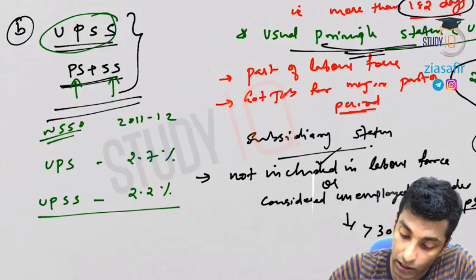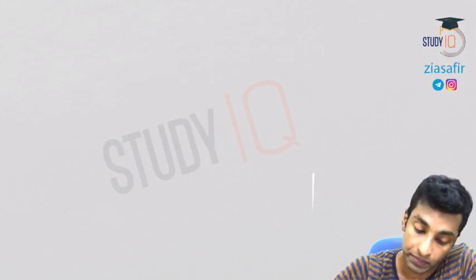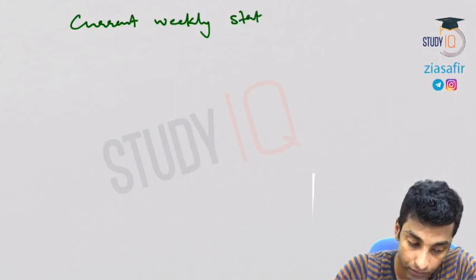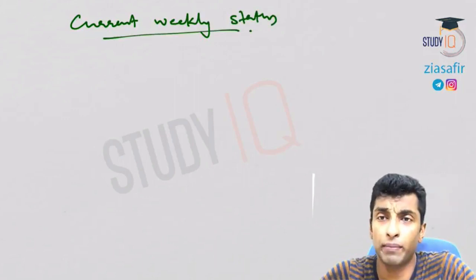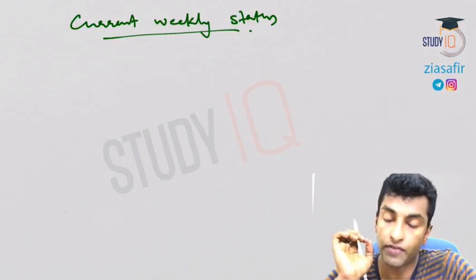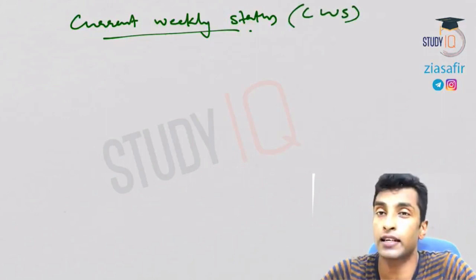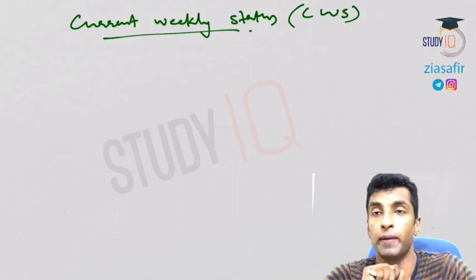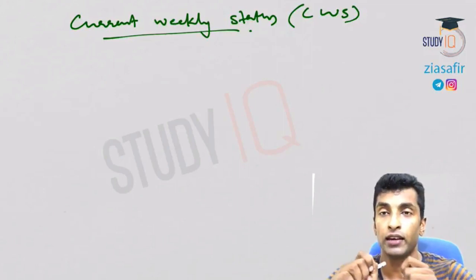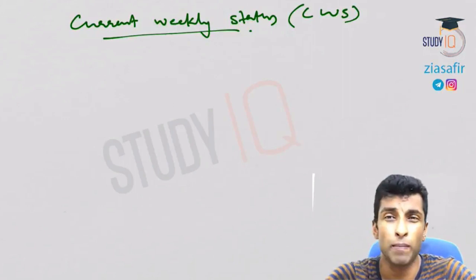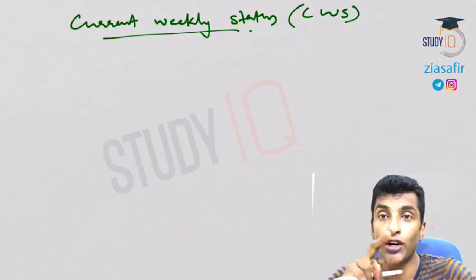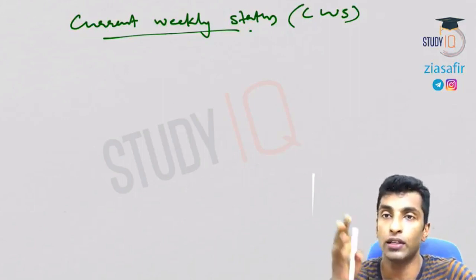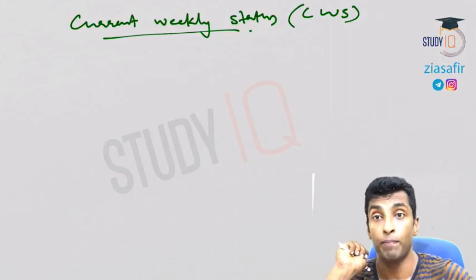Now let's look into the next one, current weekly status. See, this is a very liberal one, a very lenient condition. Under current weekly status, CWS, you are considered as employed if you got an hour of job on any one day in a week. Okay, that means in a week, any day you take, if you got 1 hour of job, you are considered as employed. Very lenient condition here. It is not that half an hour in this day and half an hour in the next day. 1 hour today, and in this week there is no other job, still you are considered as employed under CWS.